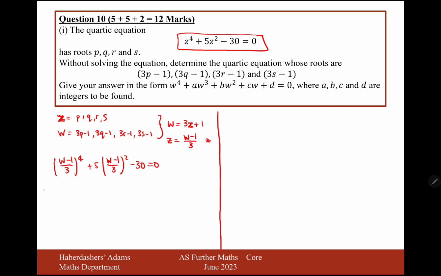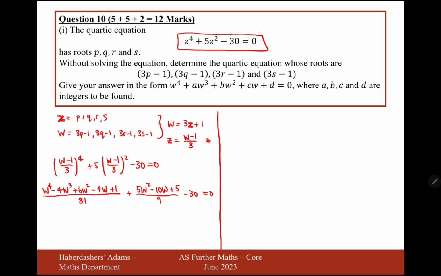Let's first of all expand the brackets on the numerator. So it's going to be w to the 4 minus 4w cubed, add 6w squared minus 4w add 1. You're surprised how quickly I remember that. That's just from Pascal's triangle. Over 3 to the 4, which is 81. Add 5w squared minus 10w plus 5 all over 9 minus 30 equals 0.